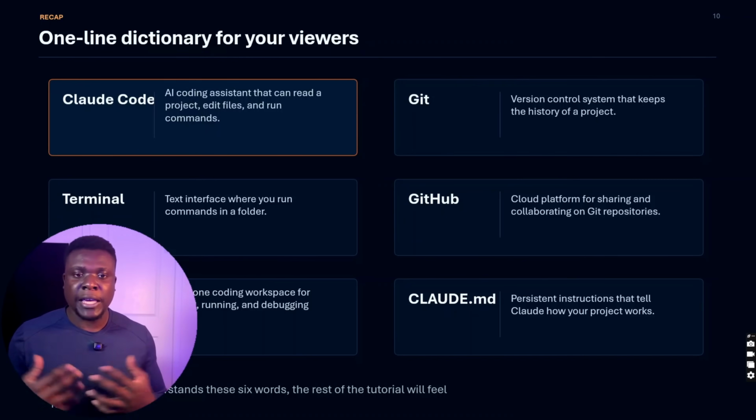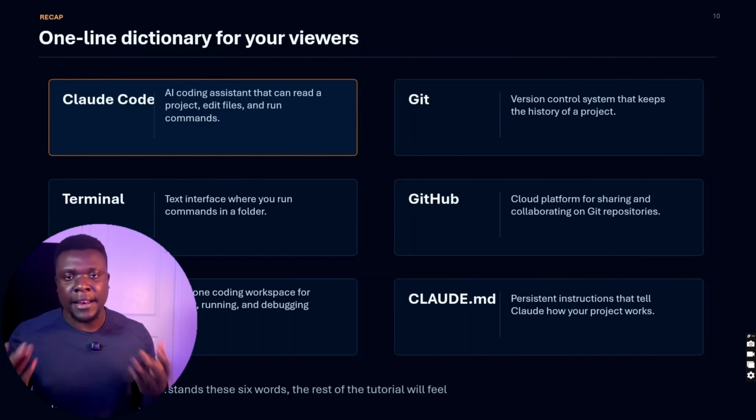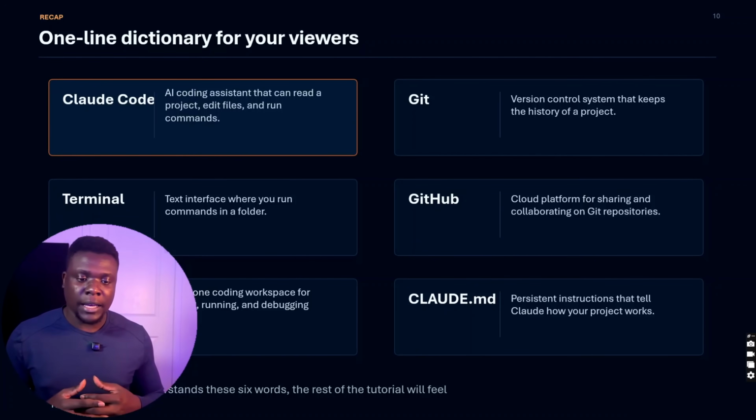So let's just recap what we did. Claude Code is an AI assistant that reads projects and edits files, and lives in your terminal. It also runs all sorts of commands. We talked about the terminal and how to use it. It's a text-based interface that runs commands in your folder. We talked about the IDE, which is Visual Studio Code. It's pretty popular right now. It's an all-in-one workspace where you can see your files, edit your files, and it also has a terminal. Claude Code lives in that terminal within the IDE.